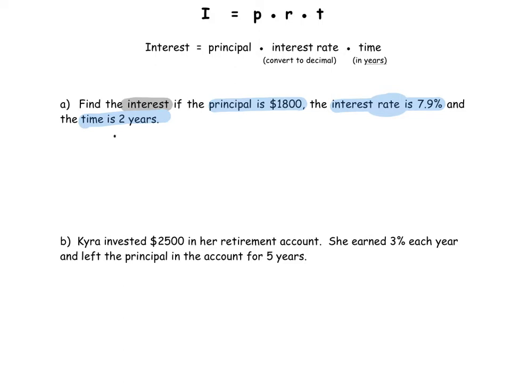So we're going to keep I an I. We don't know what that is, so it stays a variable. And then we're going to fill in the following variables. We are given the principal, and we have to multiply that times the interest rate, and then we have to multiply that times the years. The time is years. So we're going to keep the I again. Principal, they told us, is $1,800. Then we're going to multiply times 7.9%, and then we're going to multiply times years, and fortunately they give us years.